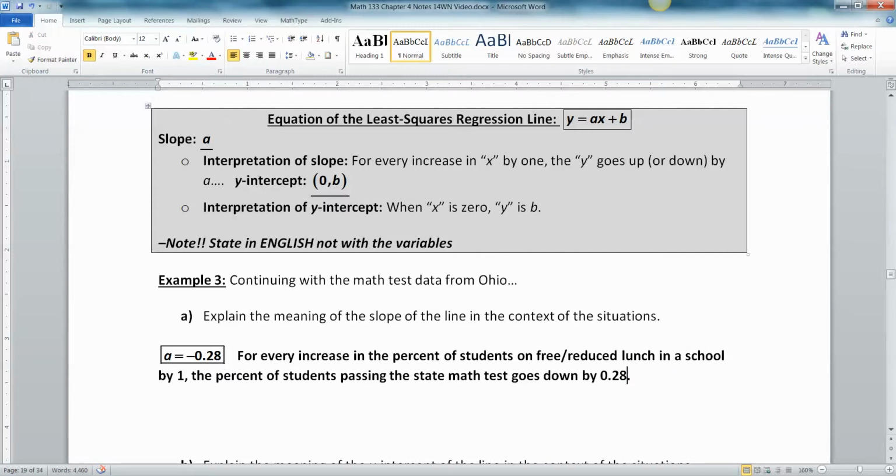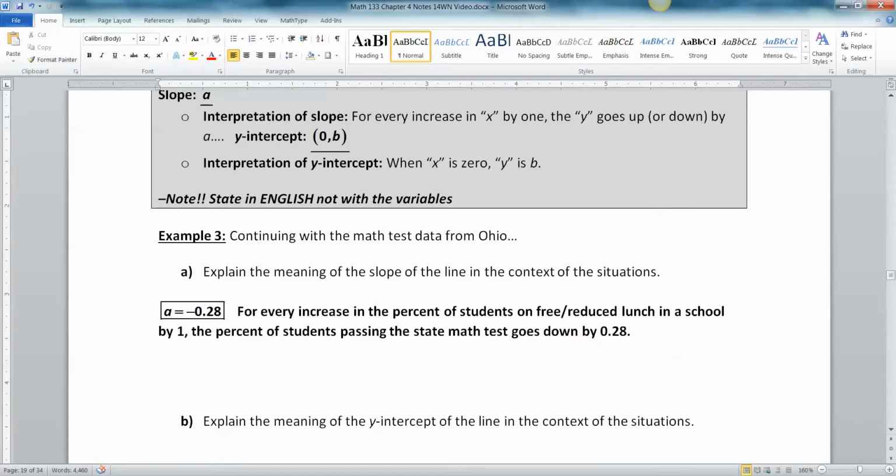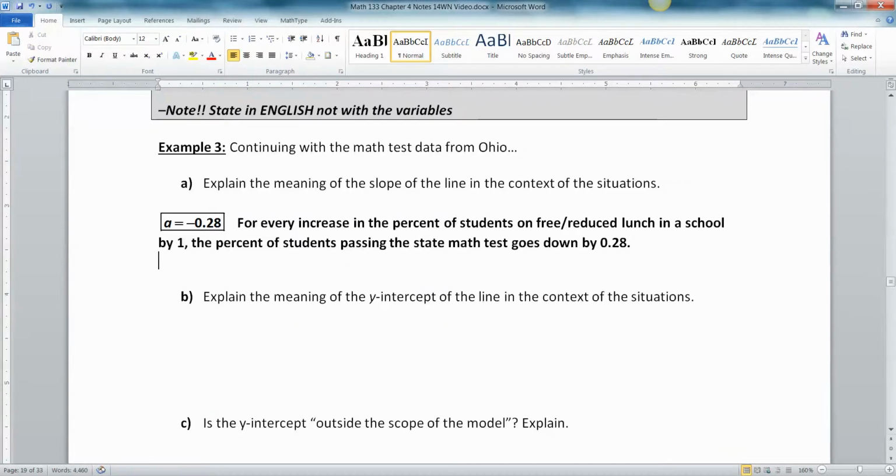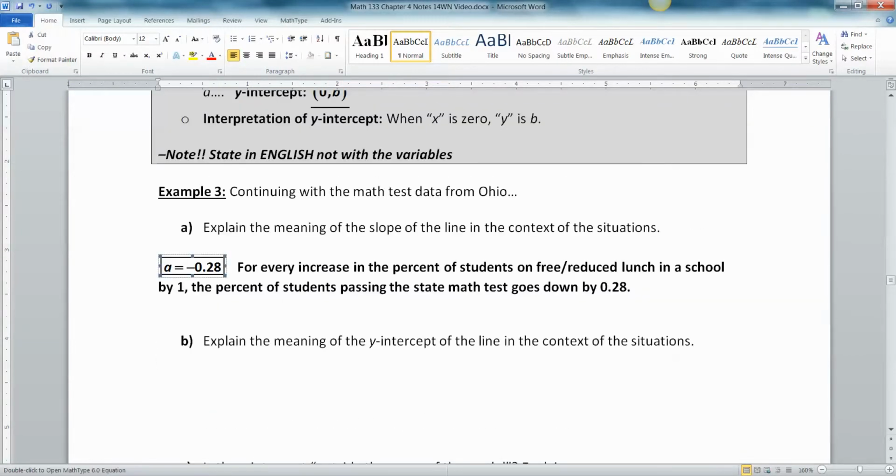Right? So I'm explaining in English what X was, that's percent of students on free reduced lunch, and then what Y is, that's percent of students passing the math test. I'm stating those combinations in English. French won't do. All right, so then what about the Y-intercept?